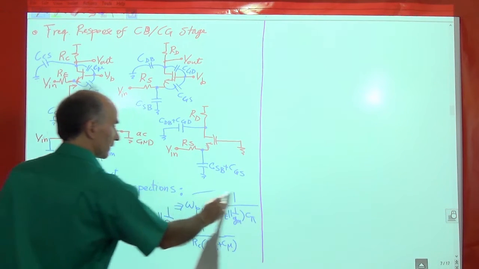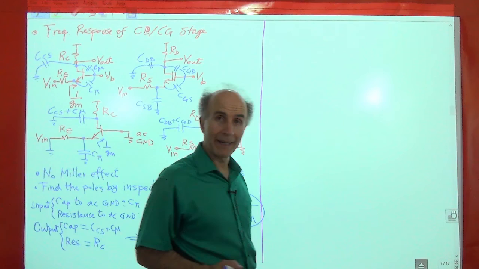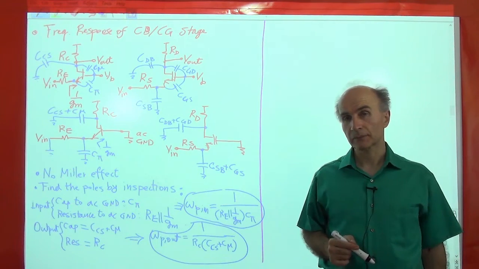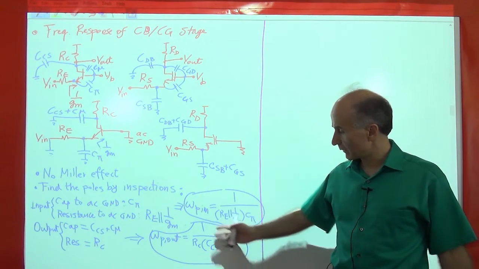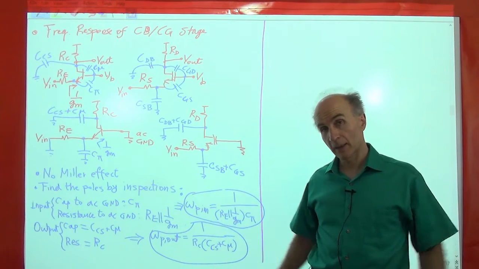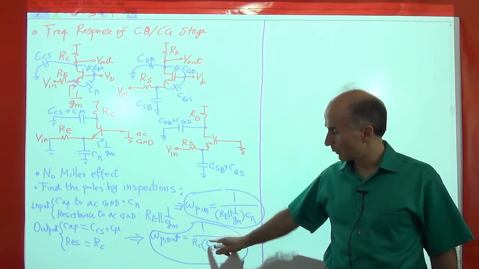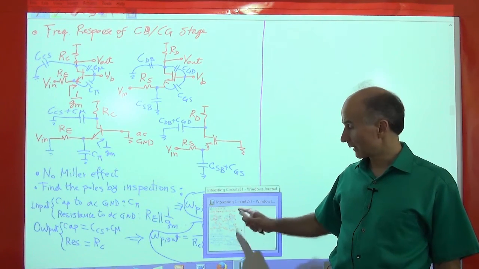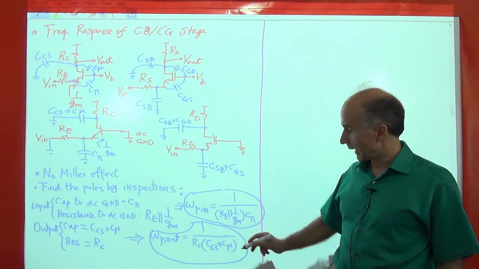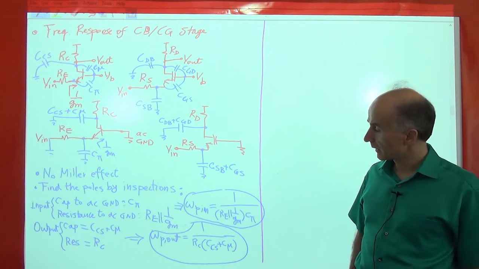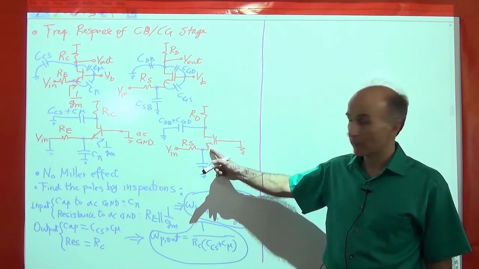Okay, so these are the two interesting results that we have found for the common base stage. All right, so you can see that it's also simple, if we have numerical values, we can quickly determine which one is at a higher frequency, which one is at a lower frequency. Typically, this output pole turns out to be at a lower frequency than the input pole. So that's something that can happen, but it just depends on the values. All right. You can see that extending these results to the common gate stage is very straightforward.